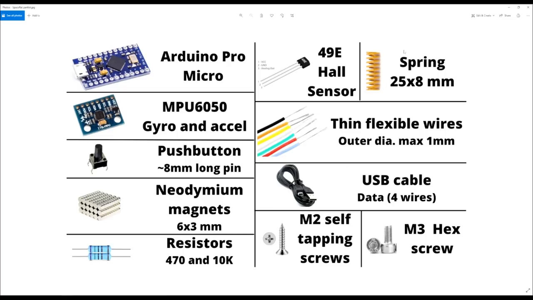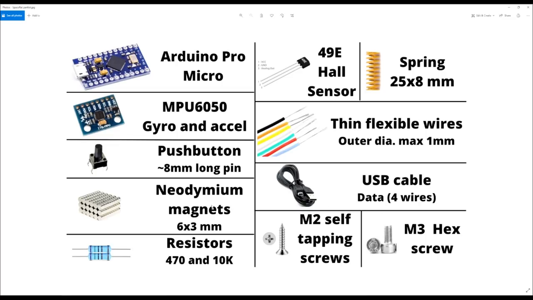And then the spring, this is basically which is giving it the flexibility and holding everything in center. It's a 3D printer heat bed spring, 25x8mm. You need a couple of thin flexible wires. I defined here the outer diameter because you have to run through all these wires in the middle of the spring. So they have to be really thin and flexible. Then you need a USB cable. It's important that you need a data cable with 4 wires inside. Then you have to cut off the connector at the end, and then a few M2 self-tapping screws and an M3 hex screw.